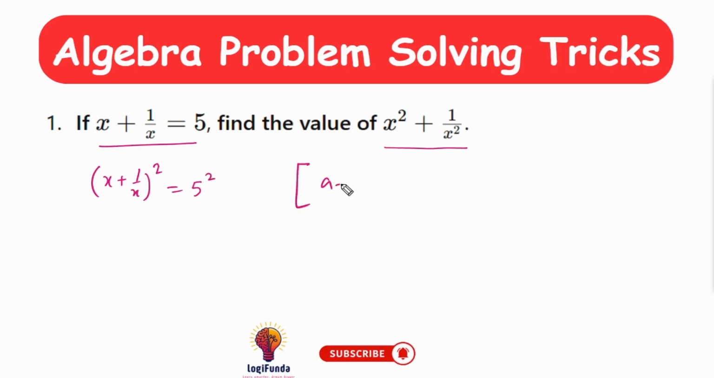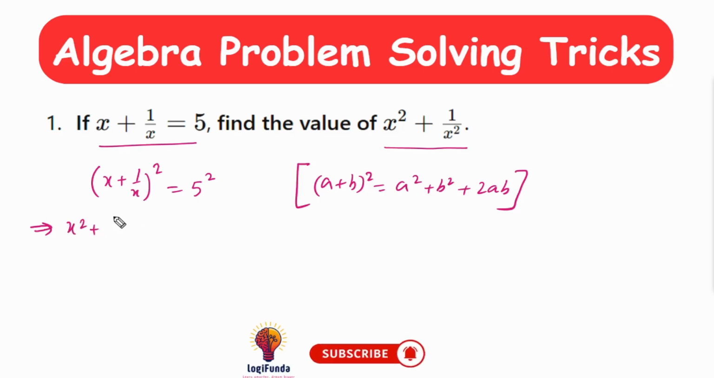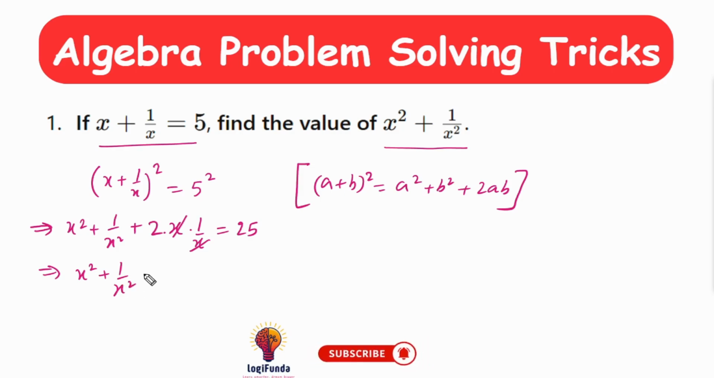What is the formula of (a plus b) whole square? This is a square plus b square plus 2ab. We all know this, right? So just apply this formula. a is x, b is 1 by x. So you'll get x square plus 1 by x square plus 2 into a into b, okay, and then you'll get 25 on the other side. Further solve this, x and 1 by x cancel, you'll get x square plus 1 by x square plus 2, and then we have 25 this side.